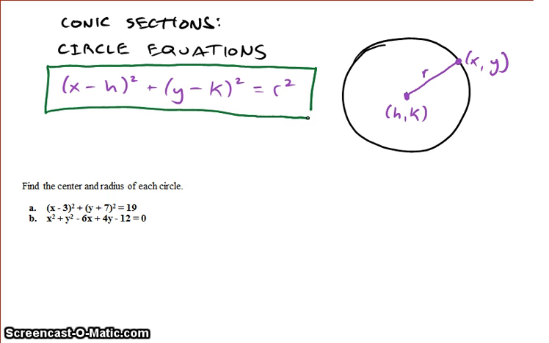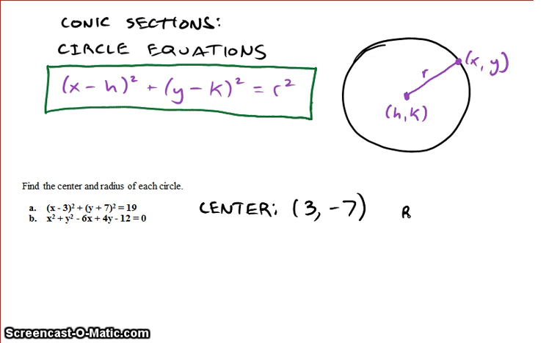So let's take a look at some example problems using this formula. Find the center and radius of each circle. Part A is very easy. The equation given looks very similar to the general form of the circle equation. So for letter A, the center is pretty easy. You can just look at it and recognize that the center is 3, -7.